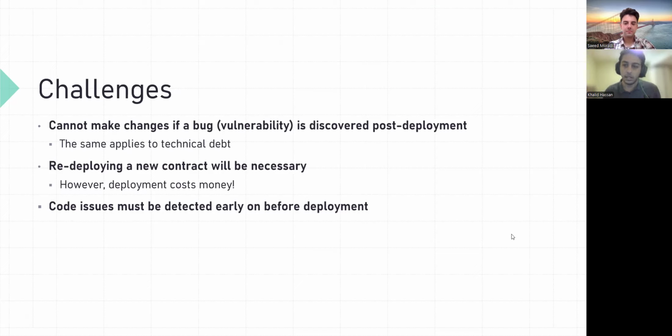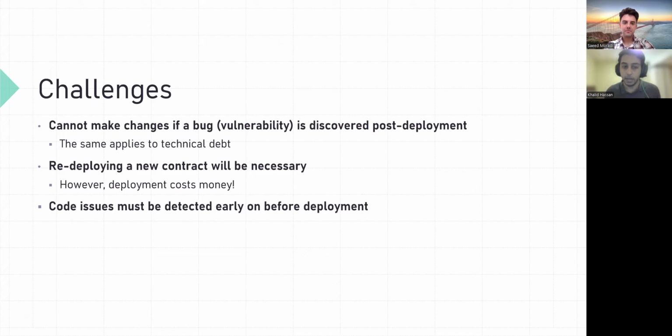So these characteristics create a few challenges. The main challenge that we're interested in stems from the immutability characteristic. So if a vulnerable smart contract were to be deployed onto a chain, and that vulnerability were to be discovered post deployment, the smart contract wouldn't be able to be updated later on.